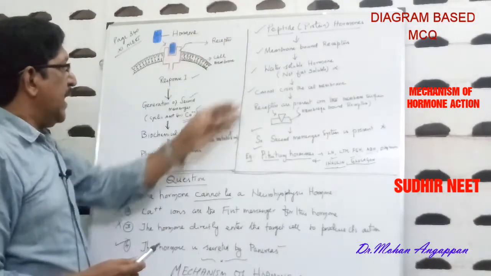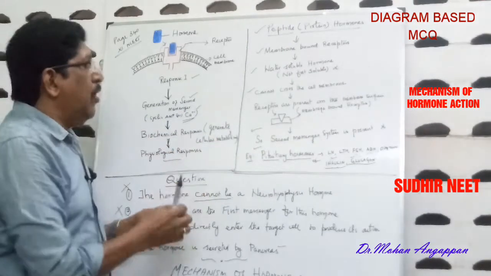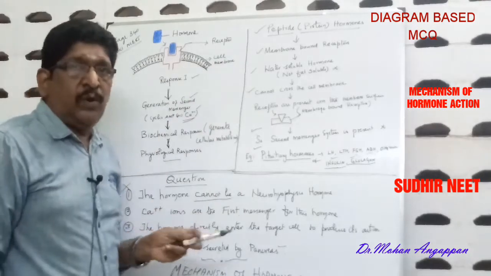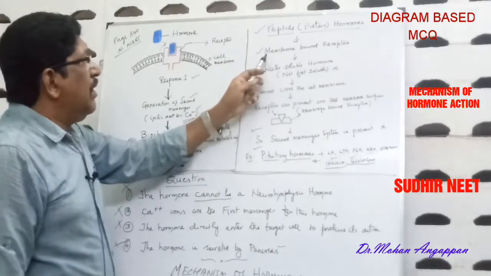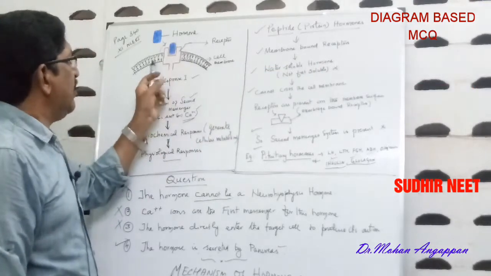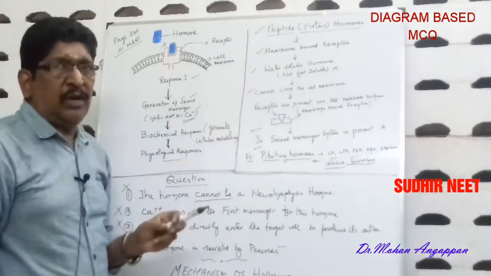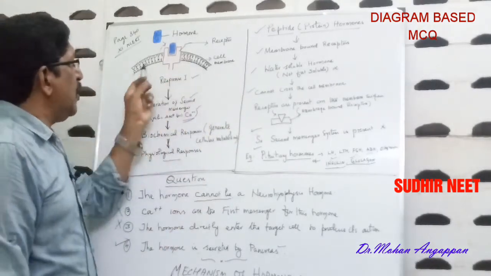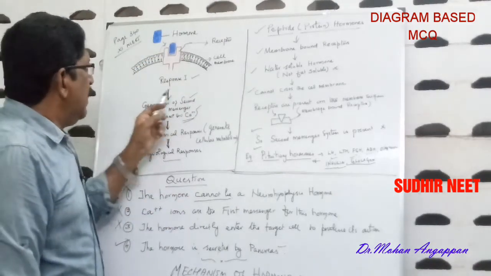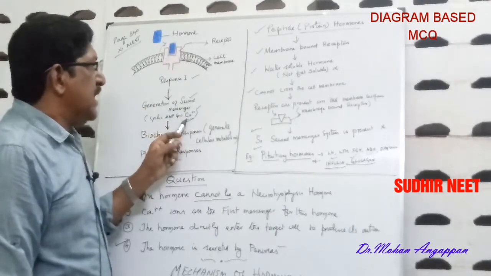So by taking this diagram, we have explained the characteristic features of the peptide hormone. What are the characteristic features of peptide hormone? One, they have membrane bound receptors. The receptors are present on the surface of the membrane. They are water soluble and not fat soluble. Since they are not fat soluble, they cannot directly enter into the cell. So they need to generate a second messenger, cyclic AMP or calcium ions.